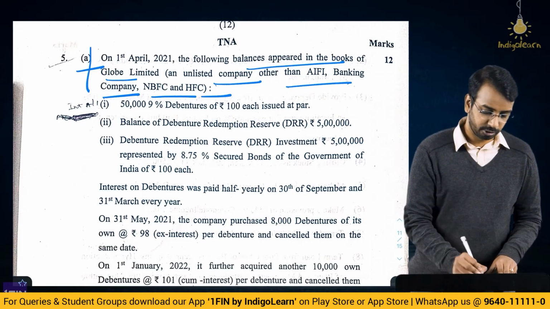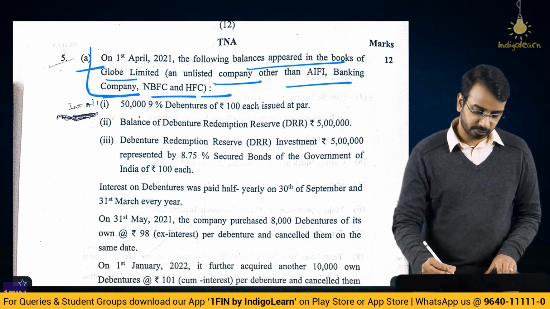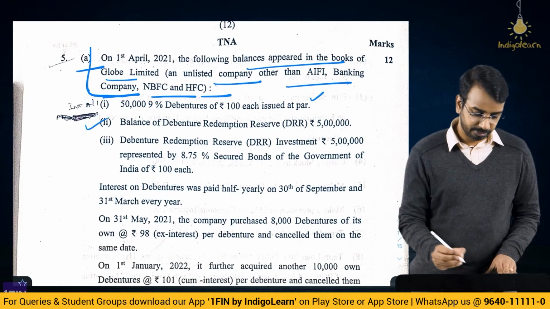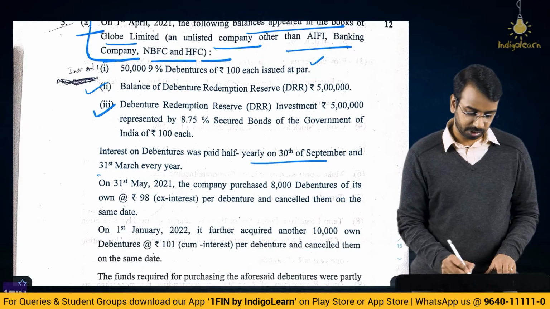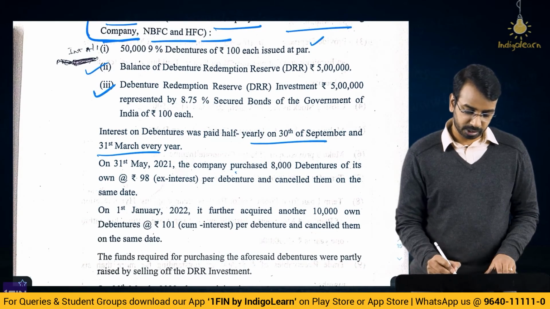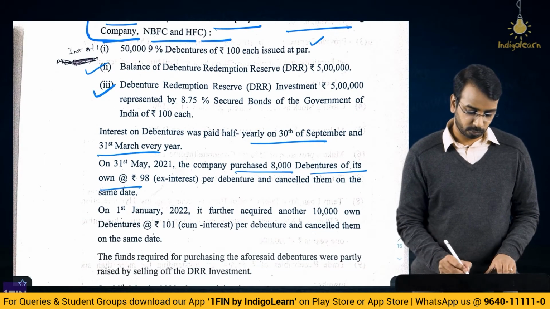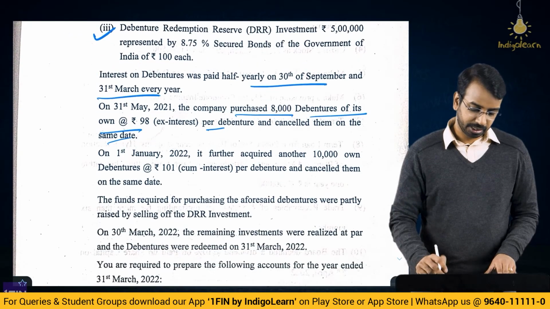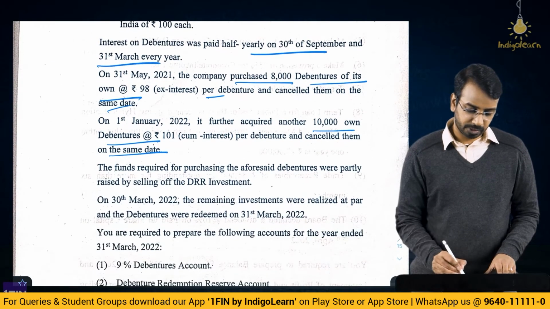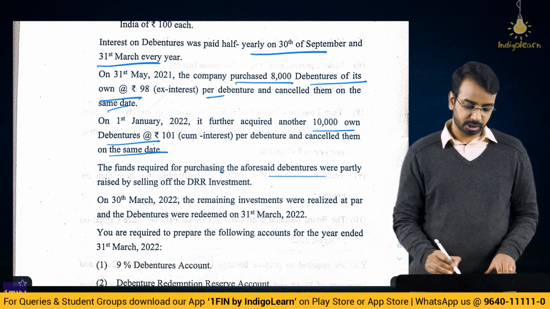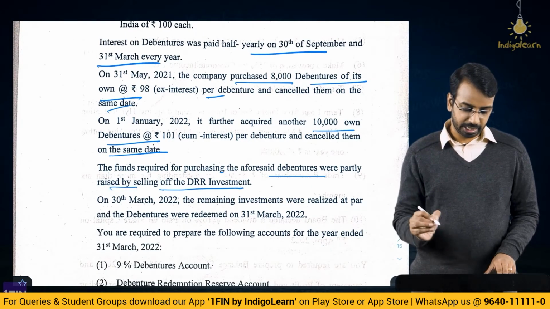HFC. So they have given you these details and details of debentures, debenture redemption reserve and investment, right? Interest was paid on 30th September and 31st March of every year. On 31st May the company purchased 8,000 debentures of its own and cancelled them. Then again a further 10,000 of own debentures, and cancelled them. The funds required for purchasing the aforesaid debentures were partly raised by selling of the DRR investment.